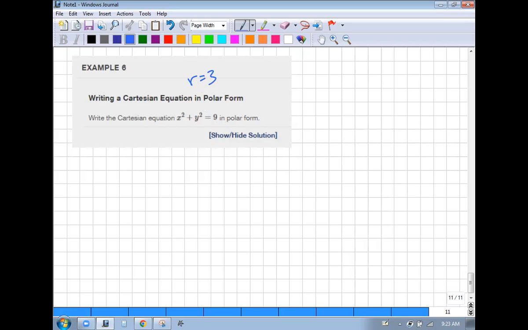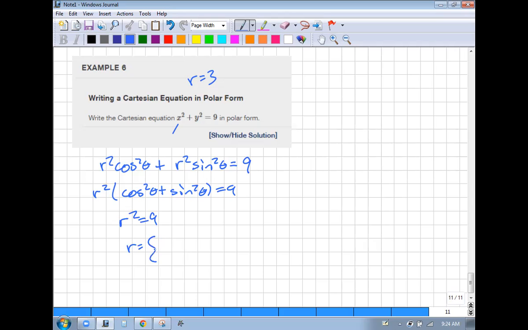Okay, well, let's do our substitutions here, right? x is r cosine theta. y is r sine theta. So this is the same thing as r squared times cosine squared plus sine squared. And this is just 1, right? So it's the same thing as r squared equals 9. Or r equals, we could do positive negative 3.